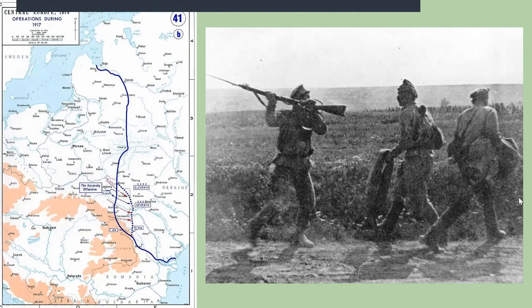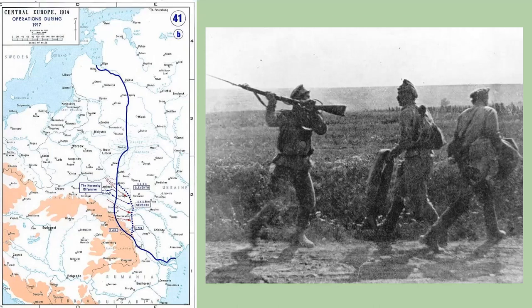Right, so this is the front that appears in, this front stayed fairly static from about 1916 to 17. And you can see that there's a bit of to and froing there at the bottom where the dotted line is. There's the Brusilov offensive, which is in 1916. That's followed by the Kerensky offensive in 1917.